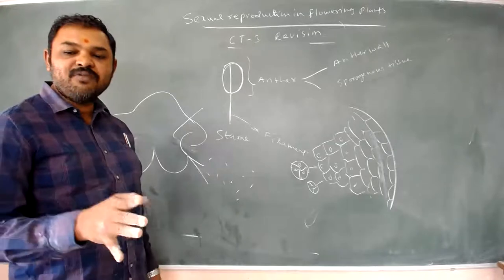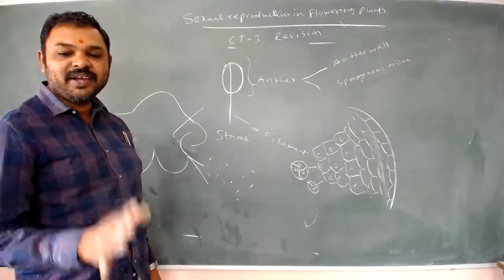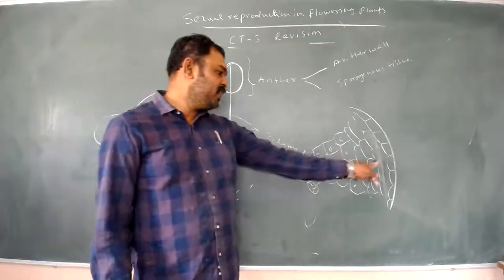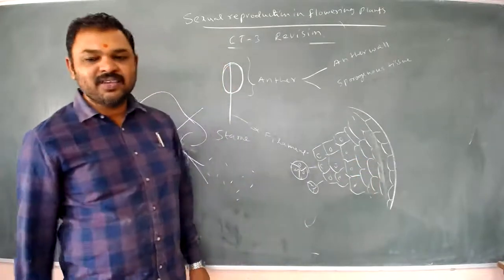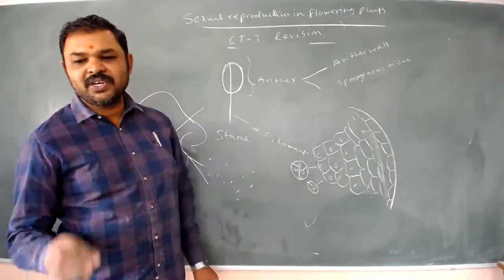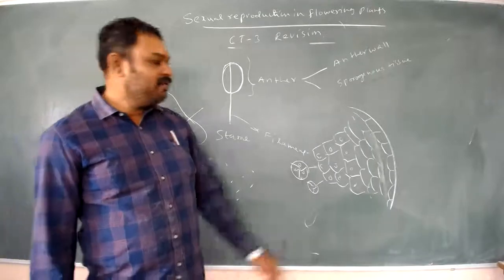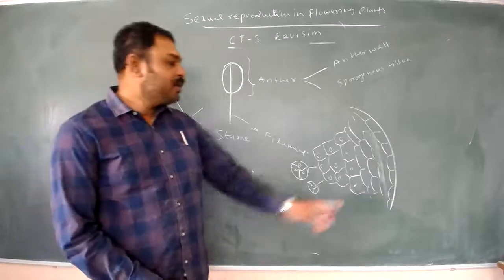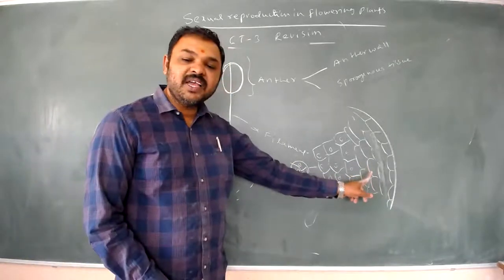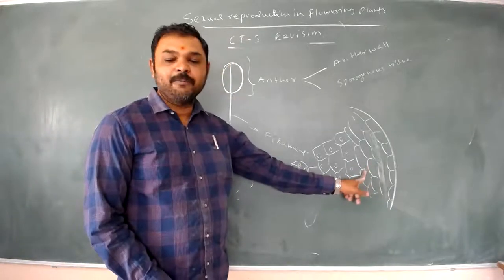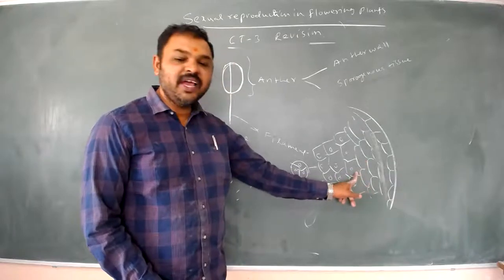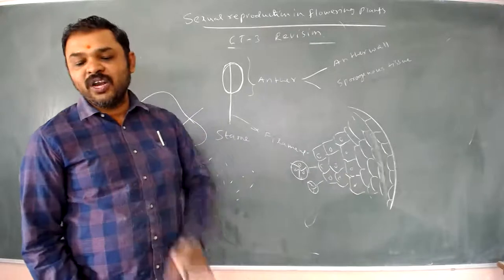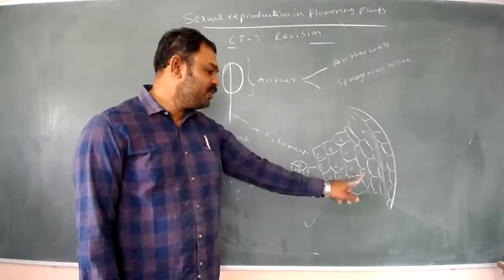What is the layer of the anther wall responsible for dehiscence or breaking of the anther? Endothecium. Beneath the endothecium, middle layers are there. There is no specific function of the middle layer. And beneath the middle layer, what would be there? Tapetum. What is the tapetum? A nutritive layer. This is the innermost layer of the anther wall, and it is a nutritive layer of the anther, and it nourishes the developing pollen grains. Tapetum is the nutritive layer.